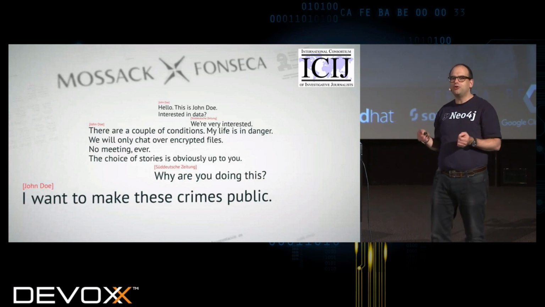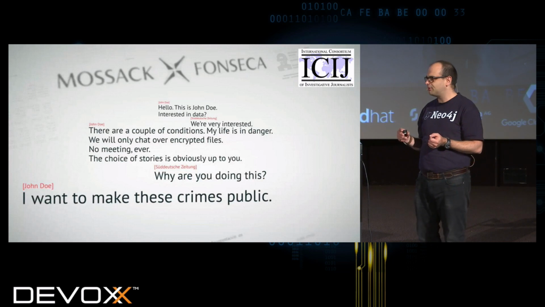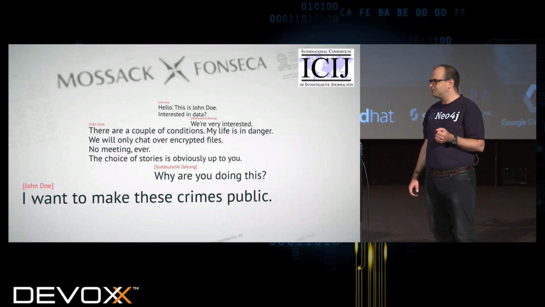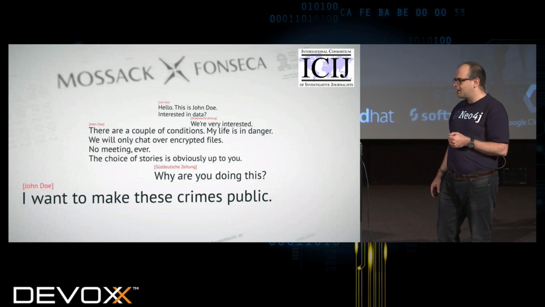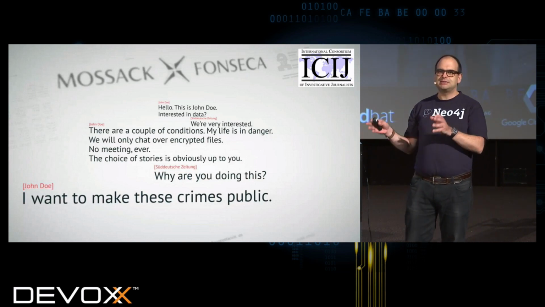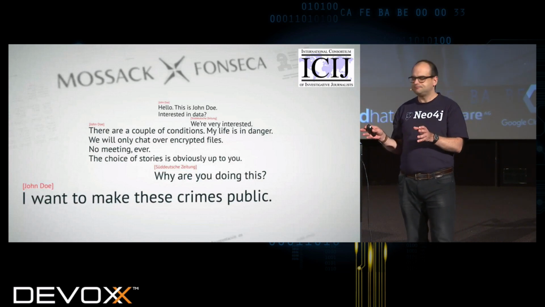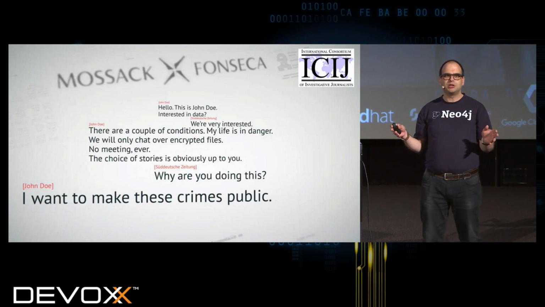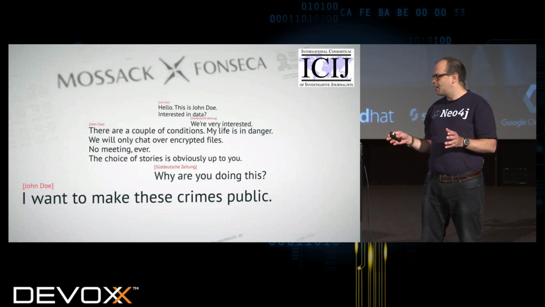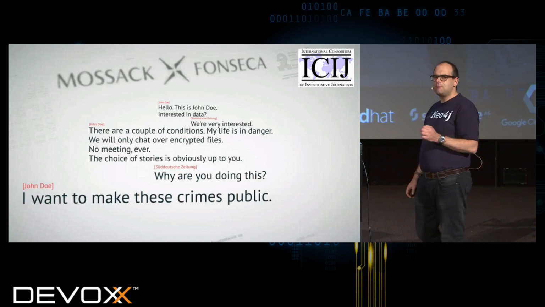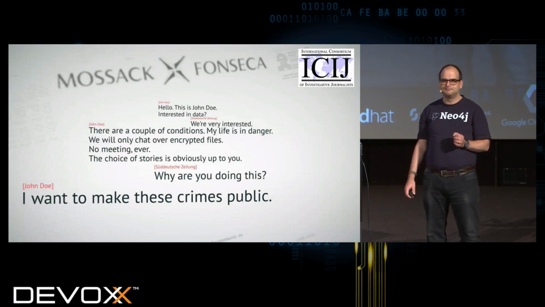So I will stay anonymous. There will be no physical meeting ever. We always communicate over encrypted chats and encrypted files. And what journalists do with that data is totally up to them. He doesn't care. He didn't take any money for that, because the investigative journalists typically don't pay for it. So the motivation for that guy was basically he wanted to make these crimes public.